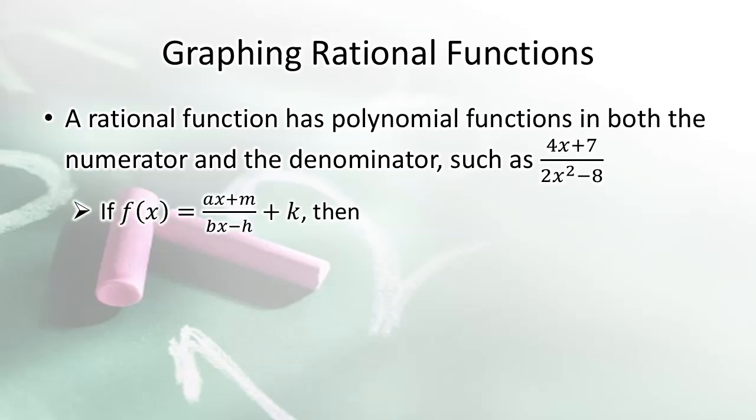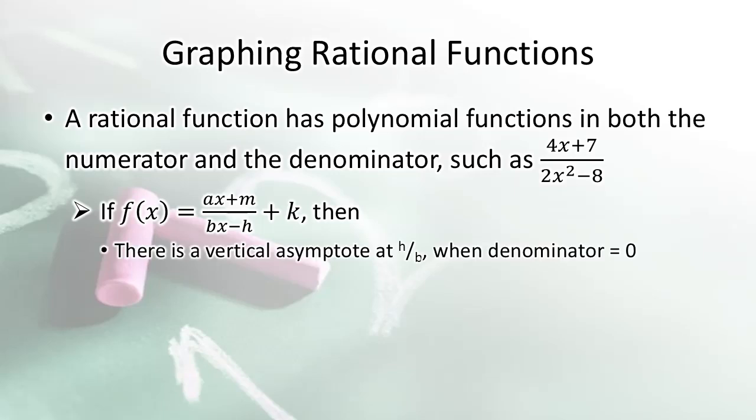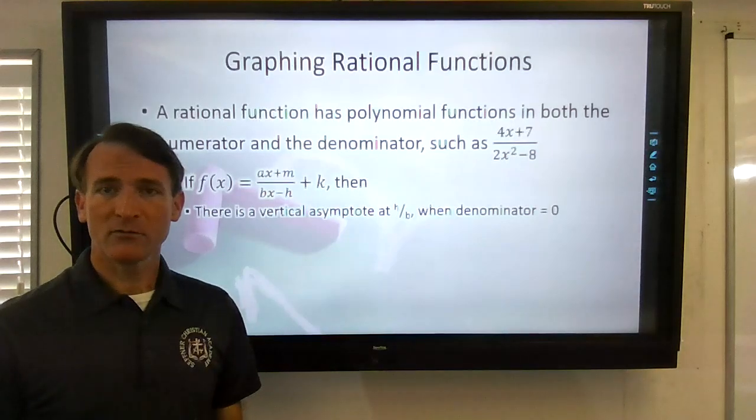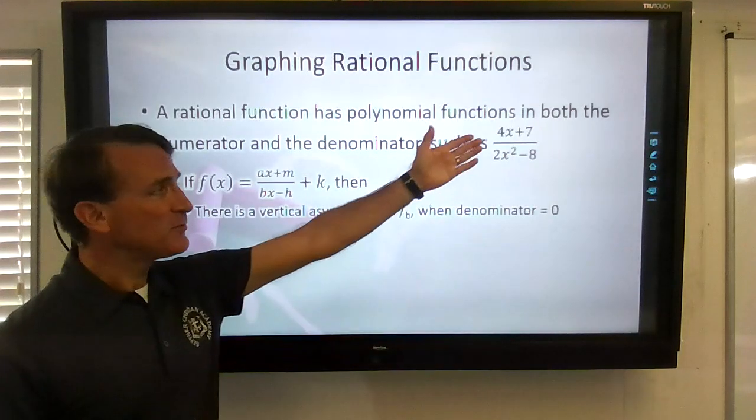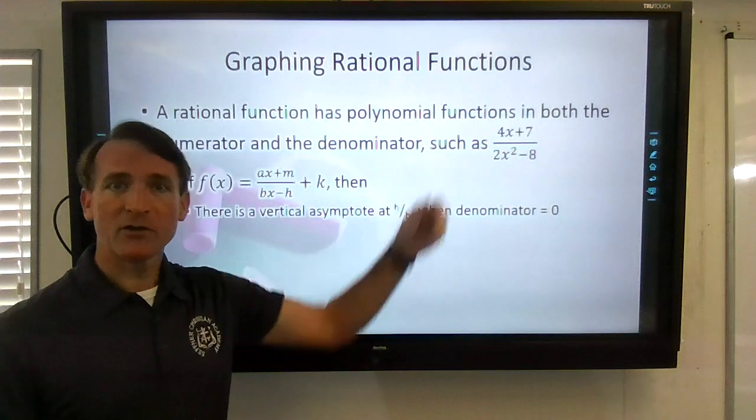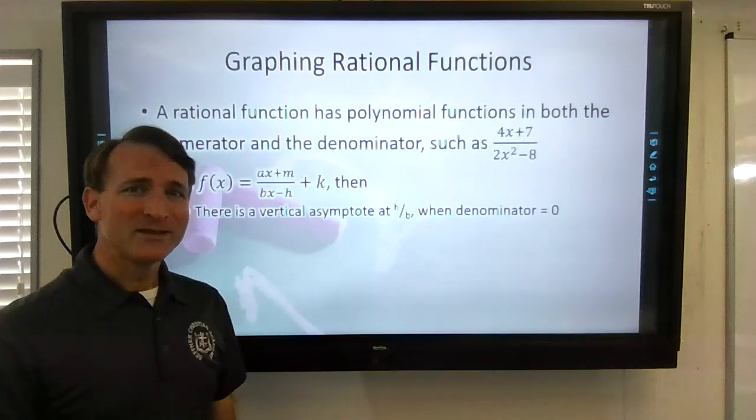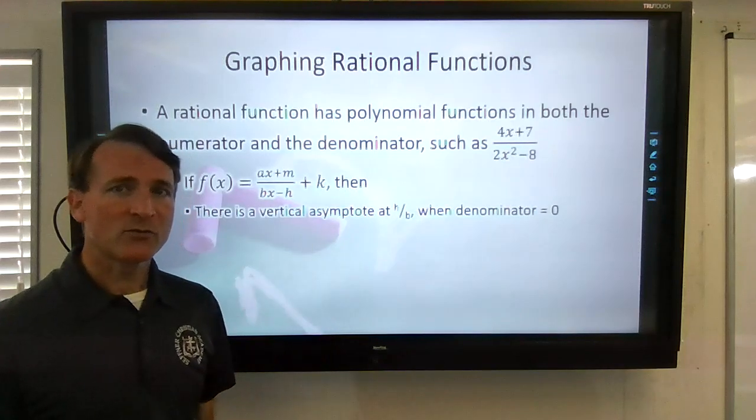Now, if we set our equation to be in an equivalent form as ax plus m over bx minus h, plus k, then we can derive several truths about my rational function. First off, if we have both of them being to the same power, so the numerator and the denominator are both equal to the first degree, in my example notice that my denominator has a second degree in it. Therefore, it's not going to work exactly like what I'm going to show here.